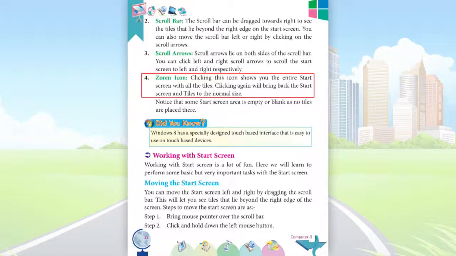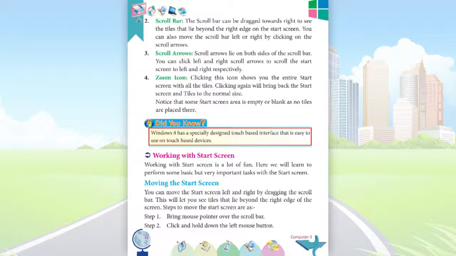4. Zoom icon. Clicking this icon shows you the entire start screen with all the tiles. Clicking again will bring back the start screen and tiles to the normal size. Notice that some start screen area is empty or blank as no tiles are placed there. Did you know? Windows 8 has a specially designed touch-based interface that is easy to use on touch-based devices.